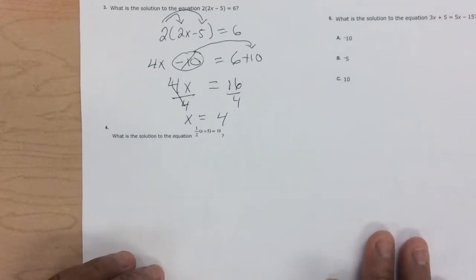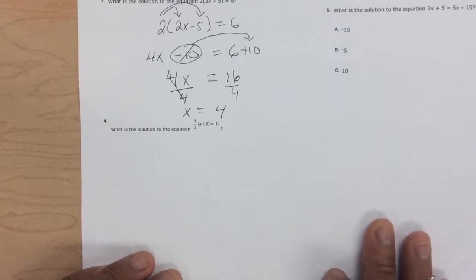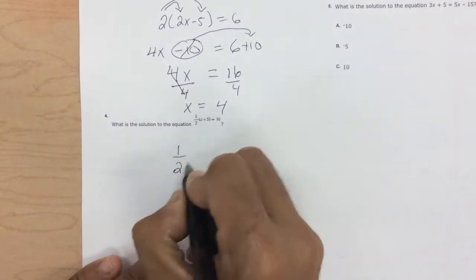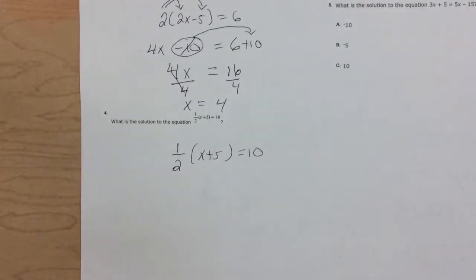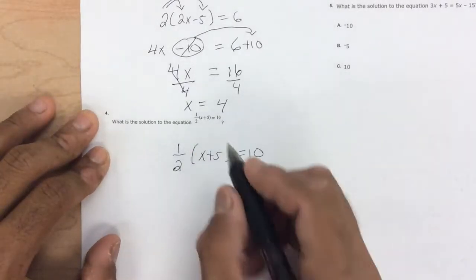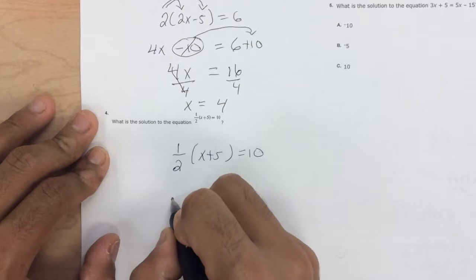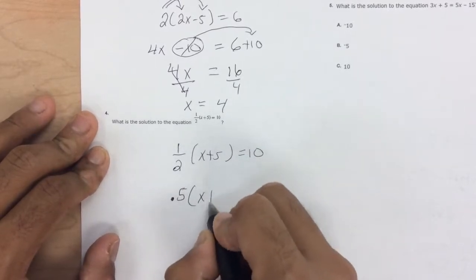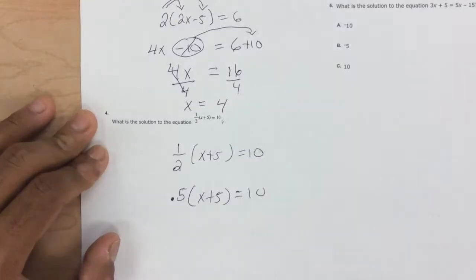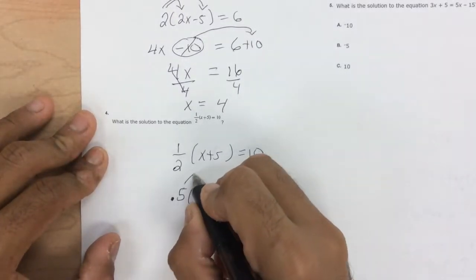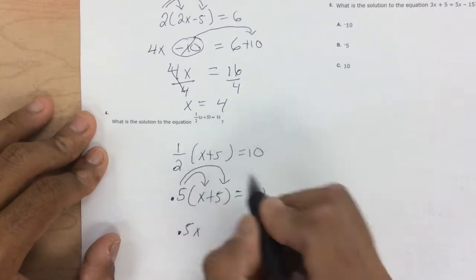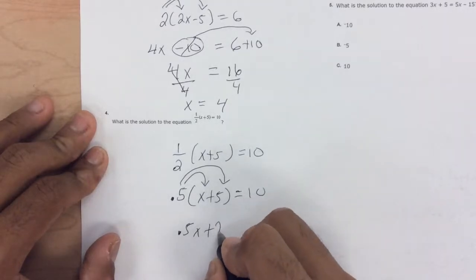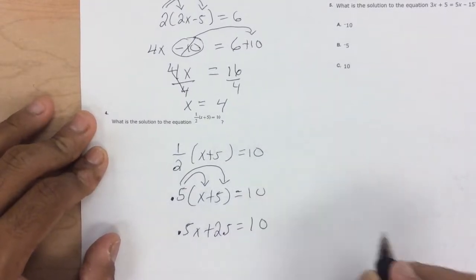Okay? Number 4. What is the solution to the equation 1/2 times x plus 5 equals 10? My recommendation is that anytime you have fractions, go ahead and change them to decimals. So 1/2 is the same thing as 0.5, and then I'm going to copy everything else down. Now I can go ahead and distribute. So 0.5 times x is 0.5x. 0.5 times 5 is 2.5. Then bring down your equals 10.